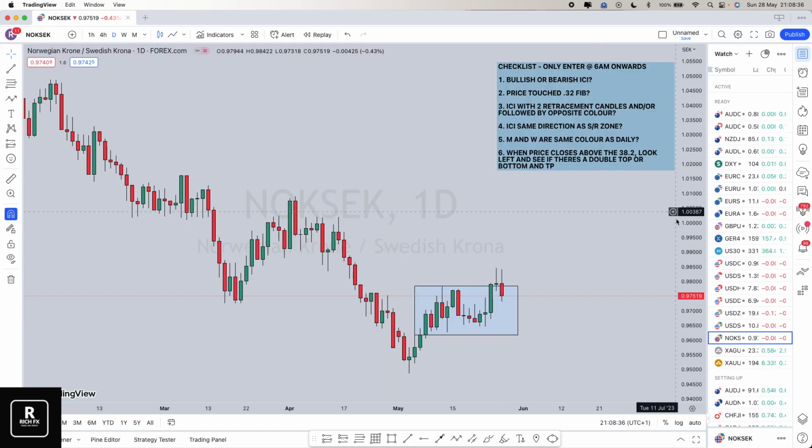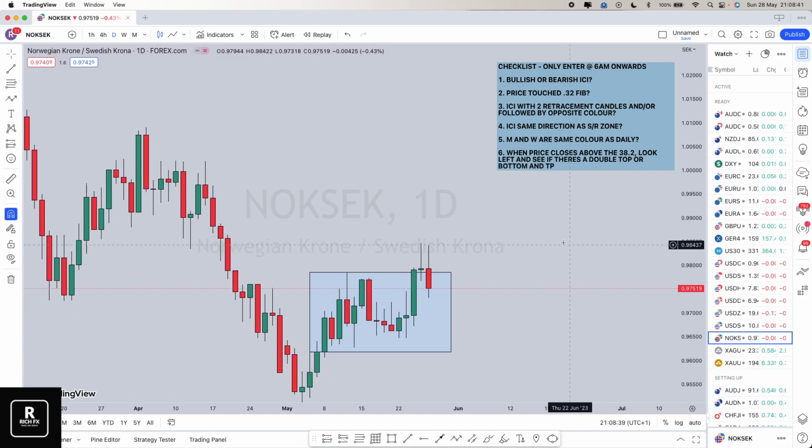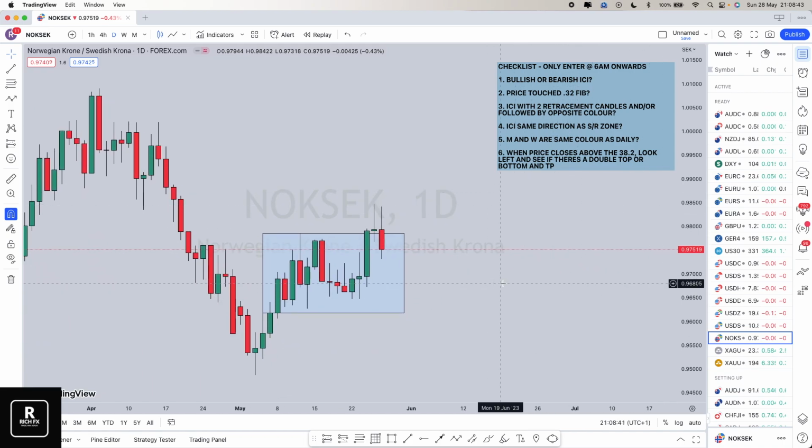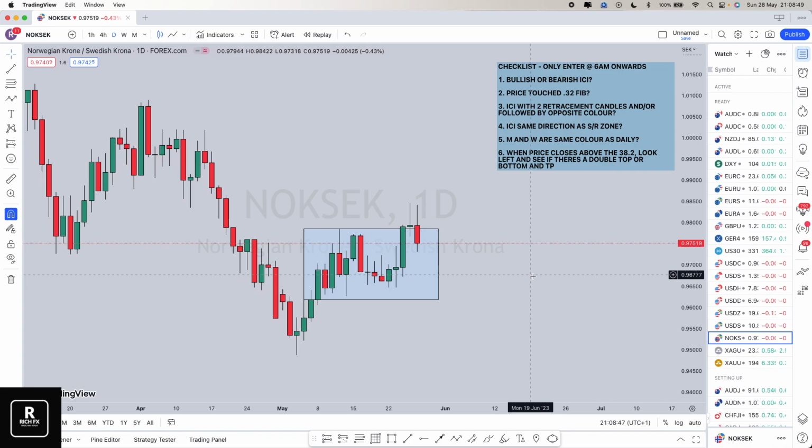Fairly straightforward and simple. It's repetition, and you really and truly have to be mechanical with these things. But these are all the pairs that I'm looking at. Next pair, this is the Norwegian krone against the Swedish krona.